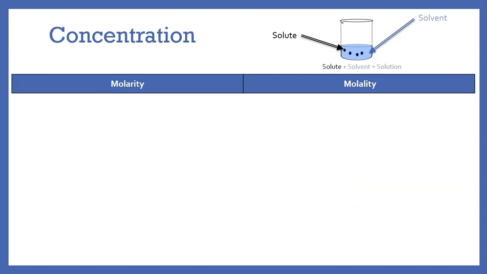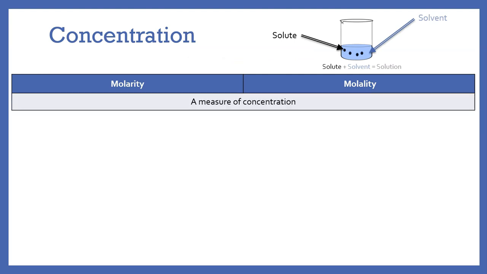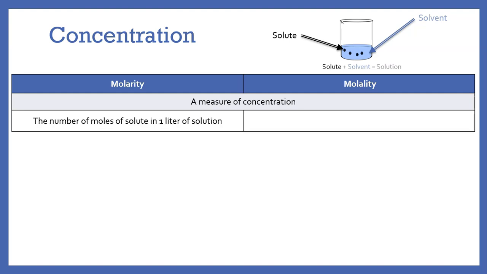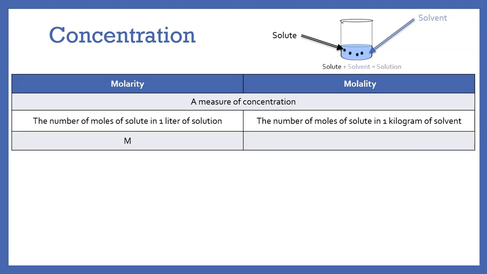So let's compare molarity and molality. They are both a measure of concentration, but molarity is the number of moles of solute in 1 liter of solution, whereas molality is the number of moles of solute in 1 kilogram of solvent. Also, they have different units. Molarity is represented by an uppercase M. Molality is represented by a lowercase m.